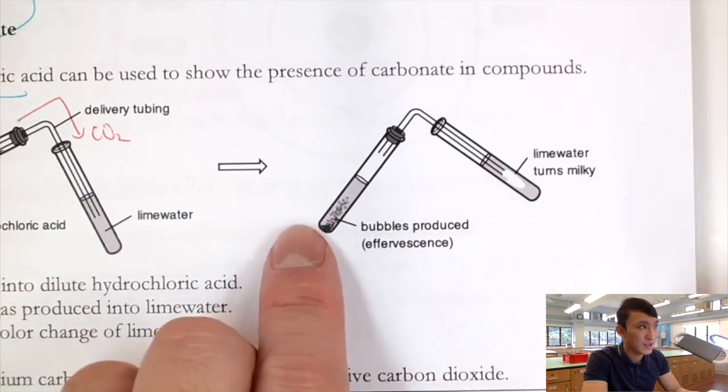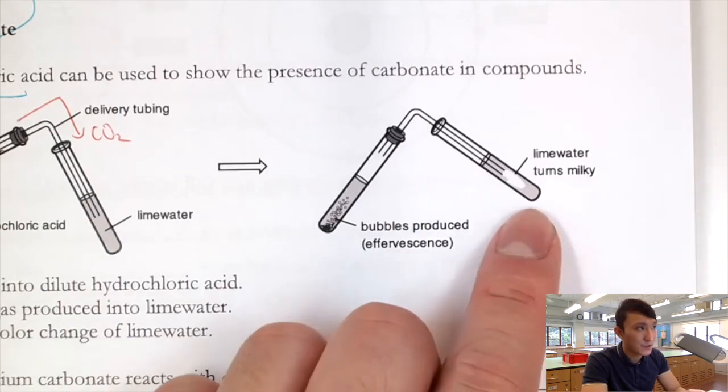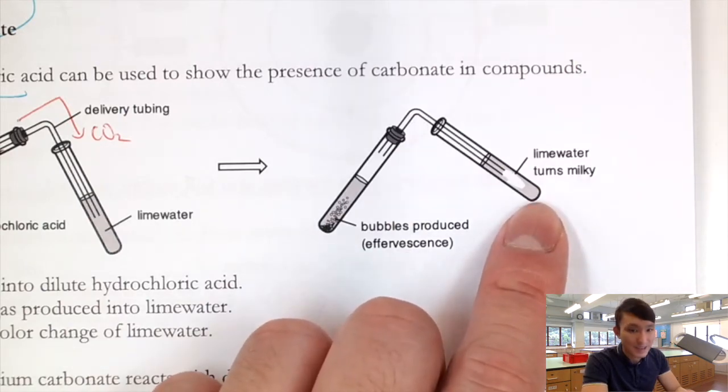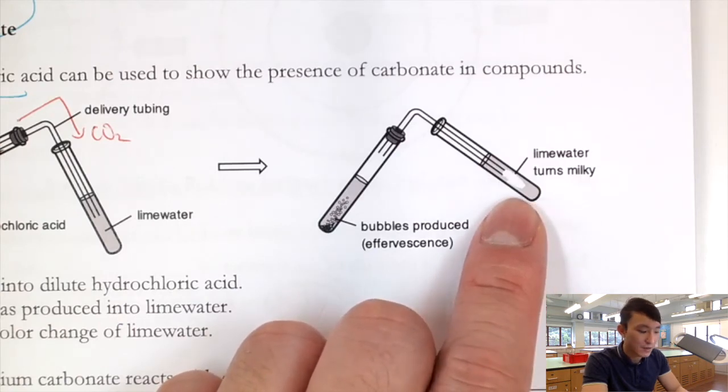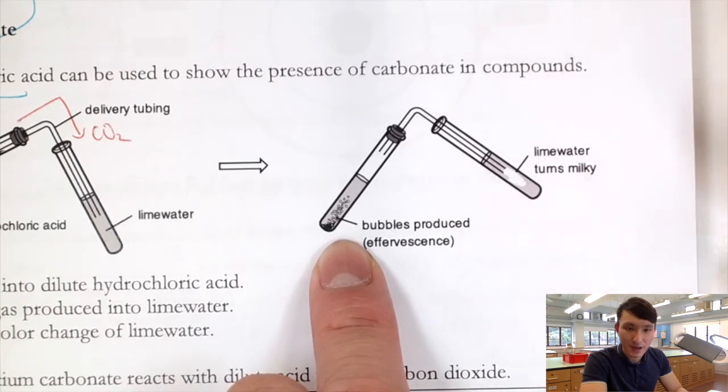Okay, and over here you see bubbles being produced. Now we will say that if the lime water turns milky, that means carbon dioxide is produced from the reaction between calcium carbonate and hydrochloric acid. And if the sample, calcium carbonate, reacts with hydrochloric acid and gives out carbon dioxide, then we can say that the sample contains carbonate, okay?